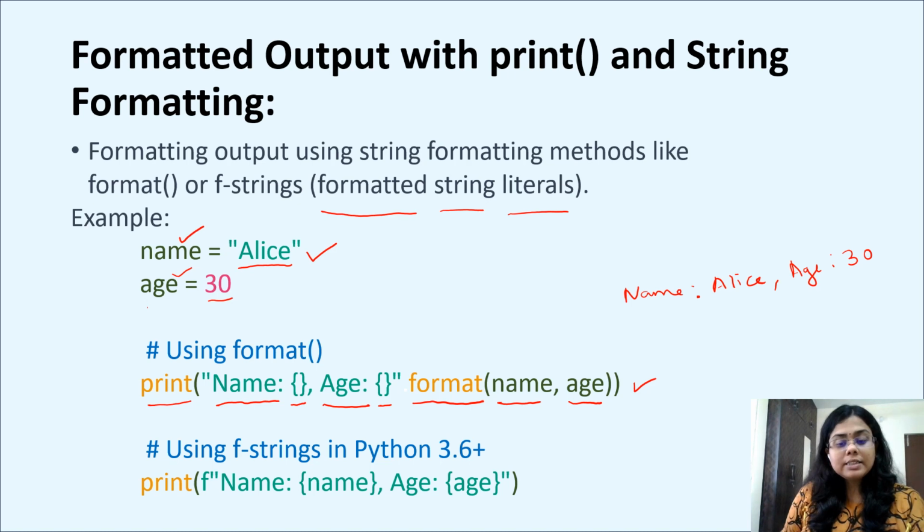This is another syntax where we try to get the name colon. Instead of using the format function, we directly incorporate the value name over here, Alice, and then we have the age, that is 30. This is because we have this F string over here. This F string allows us to incorporate all the variables values into the output statement.